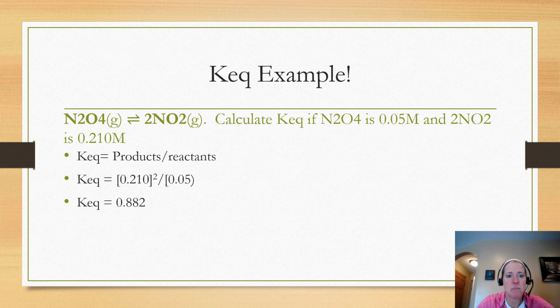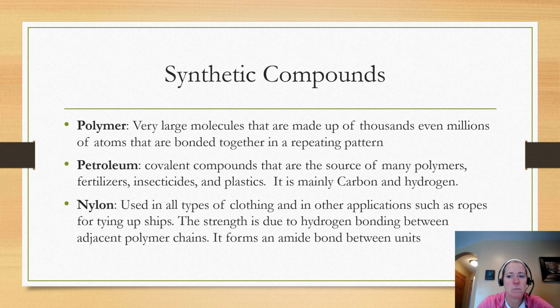Here's an example. This is the same example of the question you'll have on your test. Calculate Keq if N2O4 is 0.05 and 2NO2 is 0.210. Oh, sorry, I'll go back. Oh, well, let me go back. That was the example there.